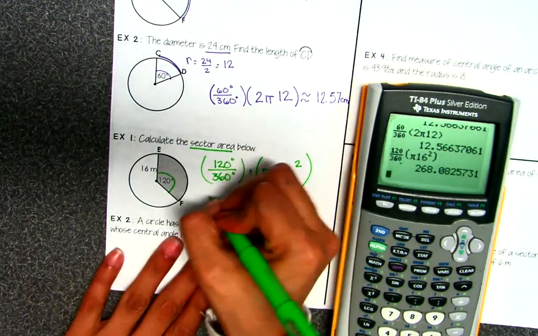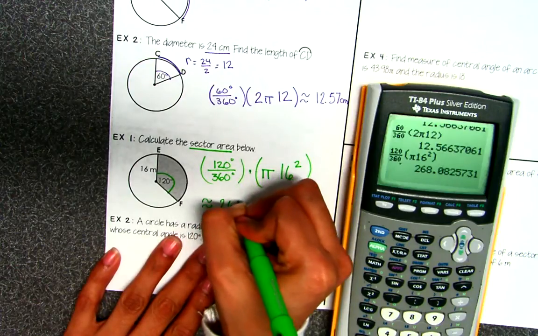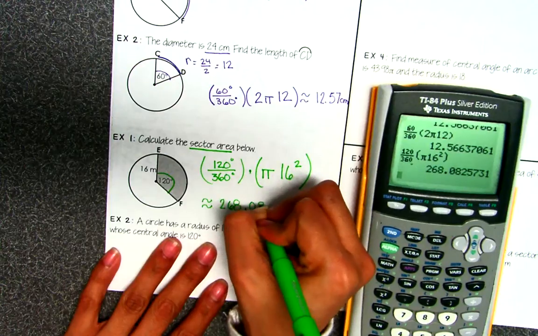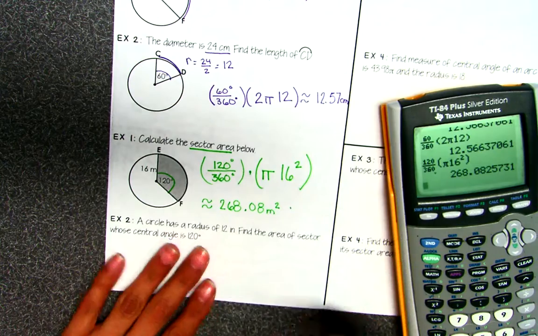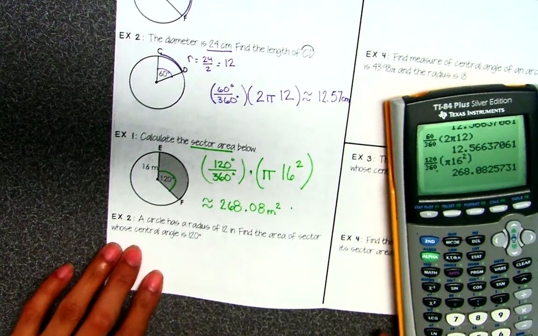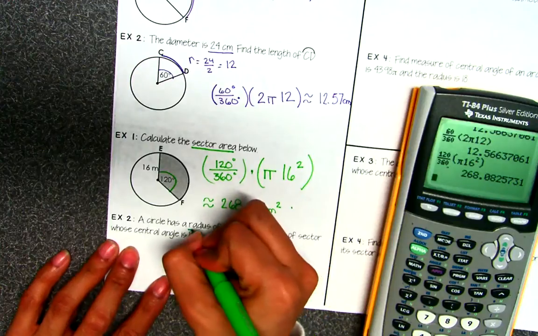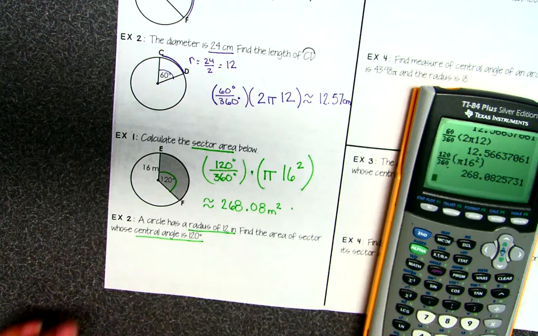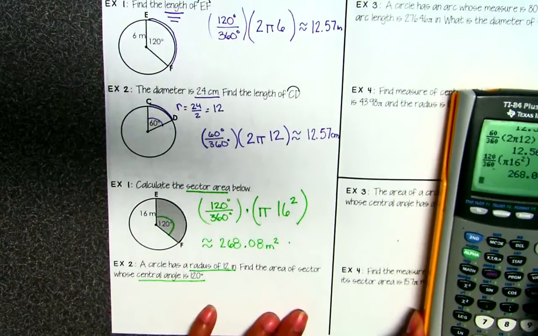And do you see how the number is way bigger? 268.08 meters squared because it's area. Okay. And I'm not going to work out example 2 because I think that you can figure it out. The radius is 12 and the central angle is 120. Okay, go ahead and try and set it up. And I'll come around and check.